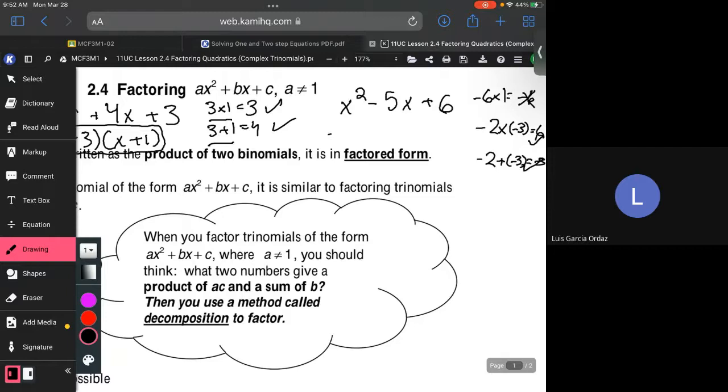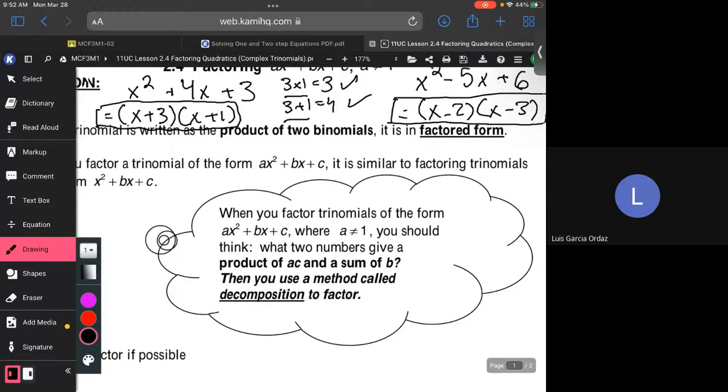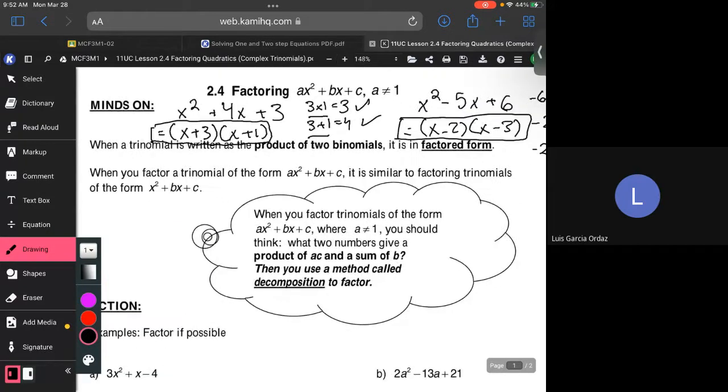So what are my two factors, Jade? -2 and x plus 3. Nope, x minus 3. So these are simple trinomials because I can just write the brackets right away. When a trinomial is written as the product of two binomials, it is in factored form. So when you have two brackets, that is called factored form.